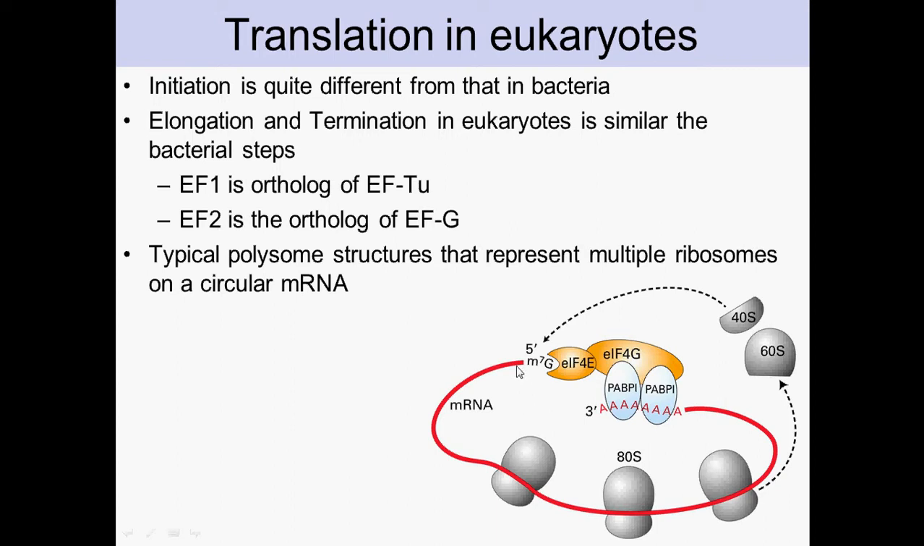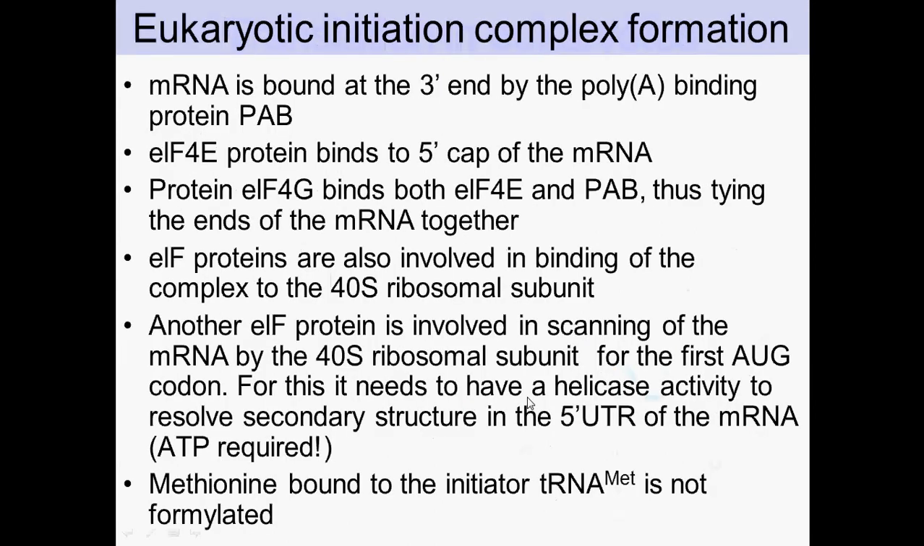And in eukaryotic mRNA, it's circular because we have this whole thing. So we have the PAB, which is poly A binding protein at the 3' end on the poly A tail, and then we have elongation factor 4E protein, which is at the 5' cap of the mRNA, and then we have elongation factor 4G, which binds both elongation factor 4E and PAB, so making a circle.